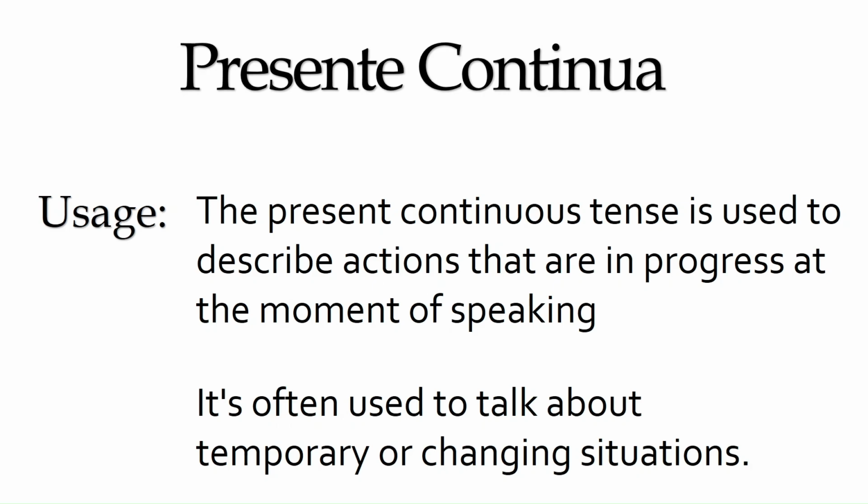The present continuous tense is used to describe actions that are in progress at the moment of speaking. It's often used to talk about temporary or changing situations. There are two usages that are common. These actions are temporary, and it's often used to talk about temporary or changing situations.